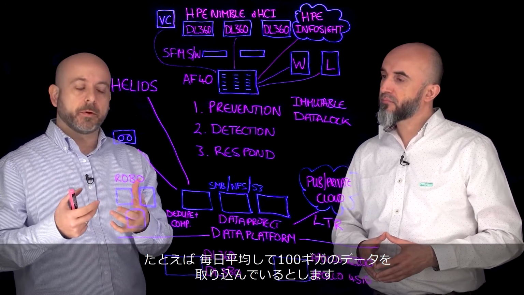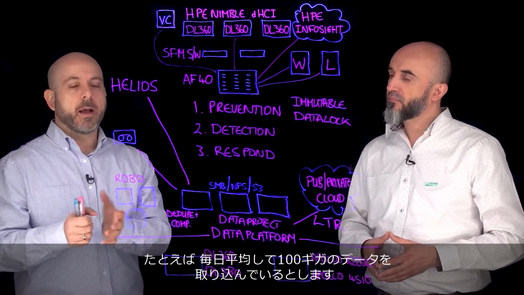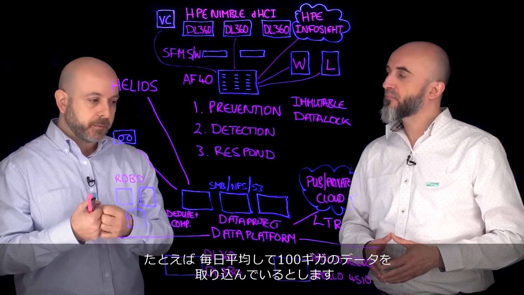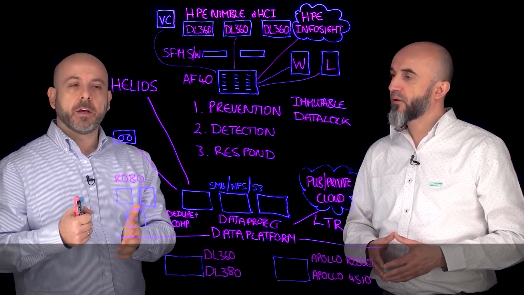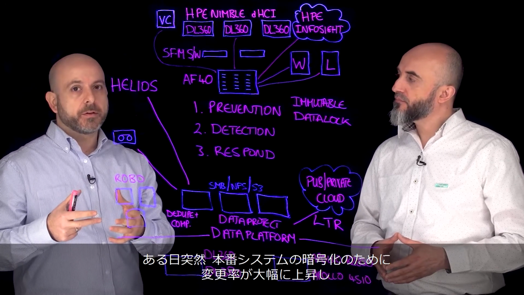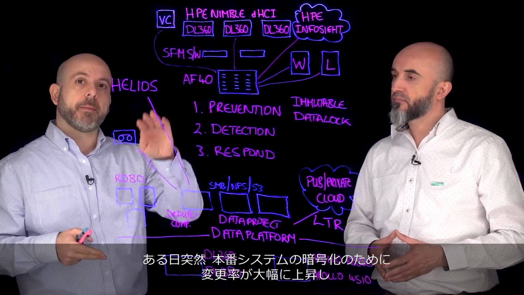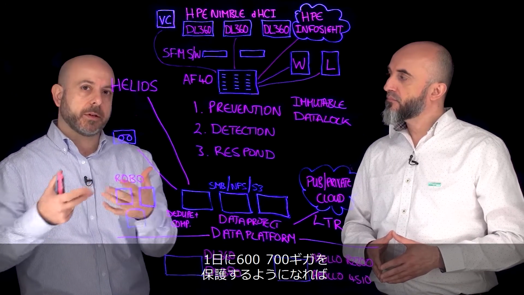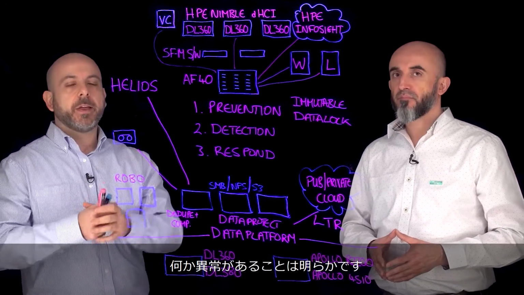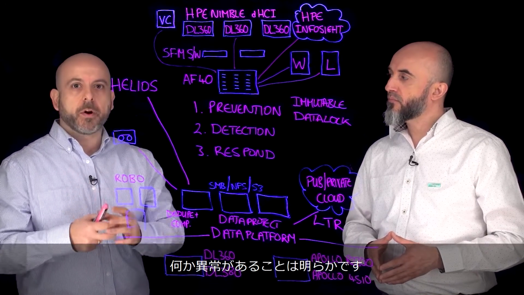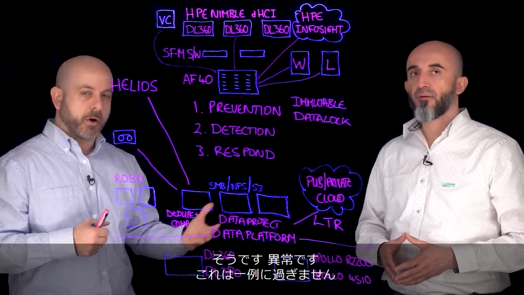So as an example, if on average every day I am protecting, let's say I'm ingesting 100 gig of data day in and day out, and then all of a sudden, because of encryption of my production systems, my change rate now goes up massively, and I'm actually now protecting 600 or 700 gig a day. Well, that's an obvious clue that something is not quite right in the environment. It's an anomaly in the system. Then, it's an anomaly, absolutely.